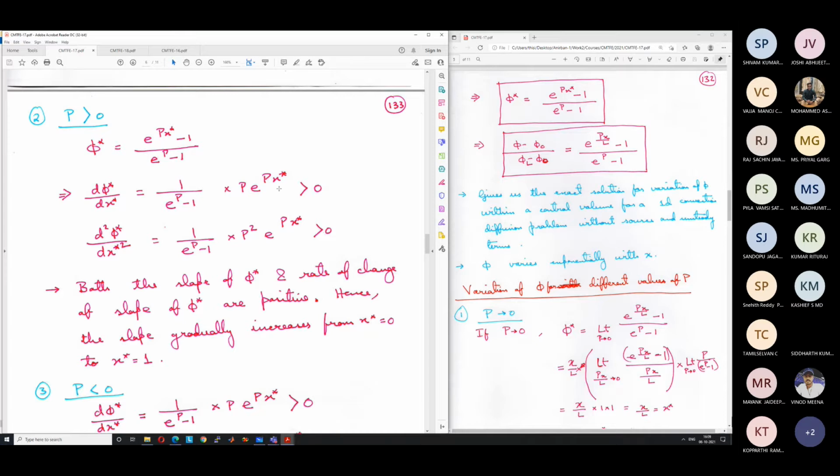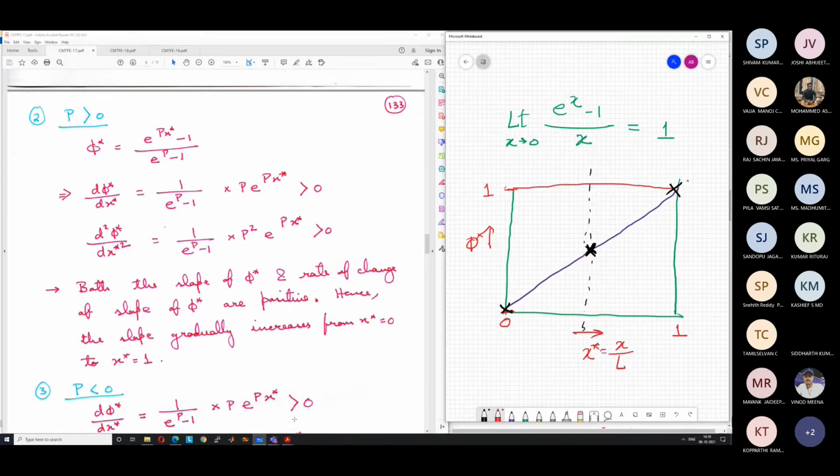So the slope is positive and the rate of change of slope is also positive. What it means is that the slope is increasing with x star, because the rate of change of slope is positive. So we start with a certain positive slope, and the slope keeps increasing. So it should look something like this. The slope is positive initially and the slope keeps increasing.